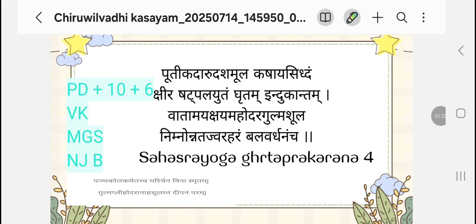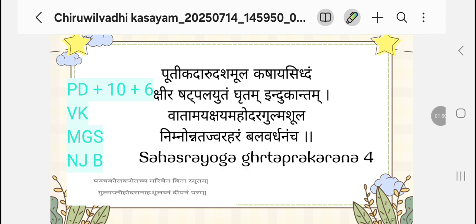So let's try to remember the ingredients. There are totally 18 ingredients mentioned over here. Just write a simple code: PD plus. It starts with Putika Daru, so start with PD and 10 plus 6. 6 is Shatpalam, we know that, and 10 is Dashamulam, we have remembered it. Now just remember PD, that is Putika and Daru, Devadaru and Chiruvilva is mentioned over here. So you have easily learned the ingredients.